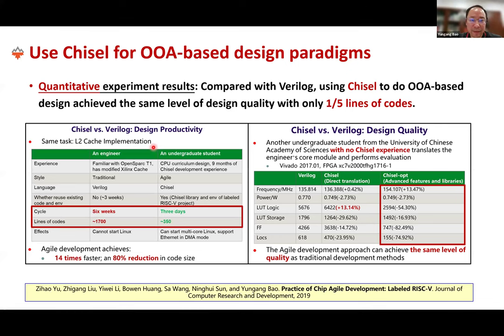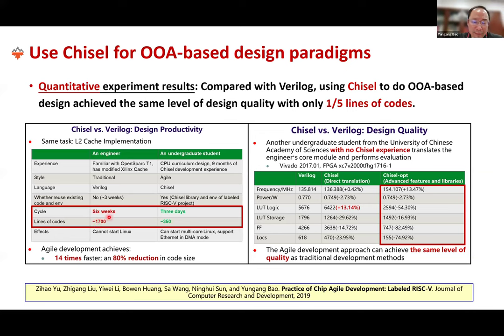Why do we use CISO? Actually, we did a quantitative experiment in 2018, already 6 years ago. At that time, we assigned the same task to an engineer and an undergraduate student. The task is to implement an L2 cache and integrate it into a CPU core. The engineer used Verilog and a traditional chip design flow. But the undergraduate student used the CISO language.